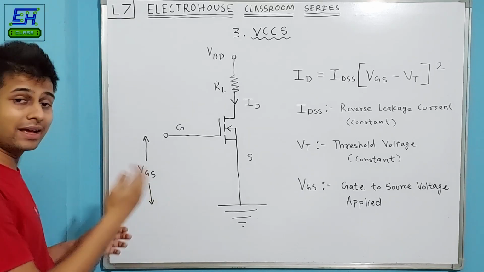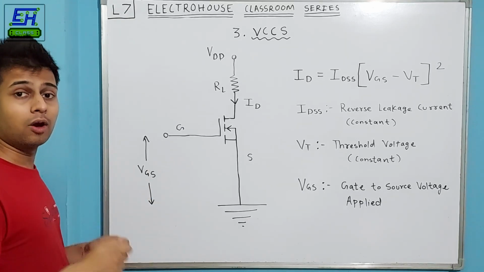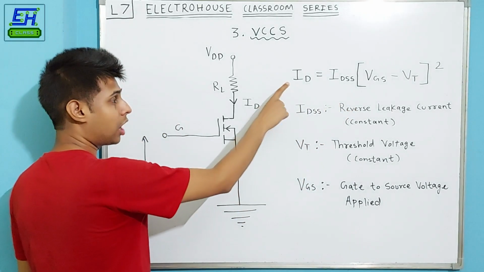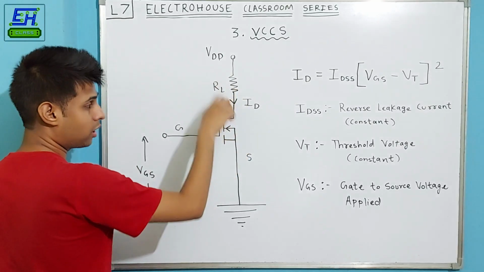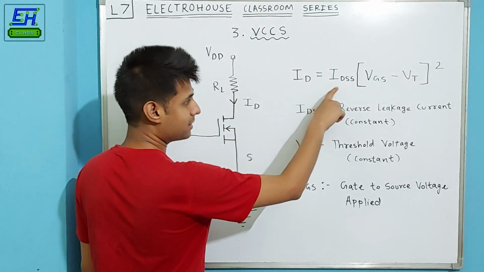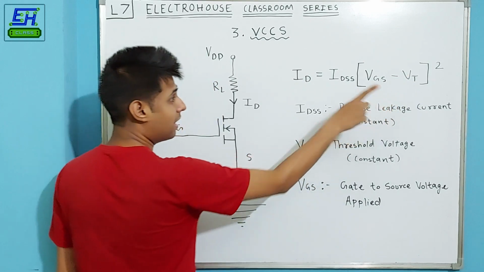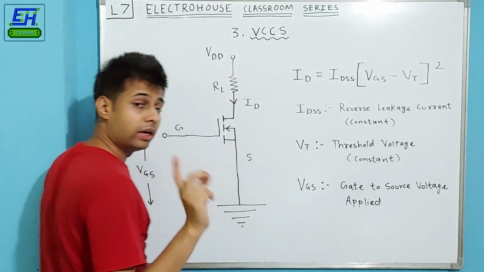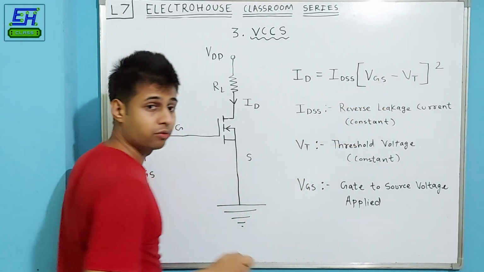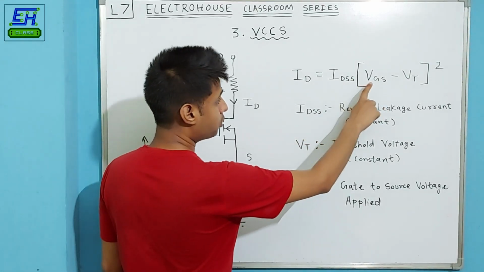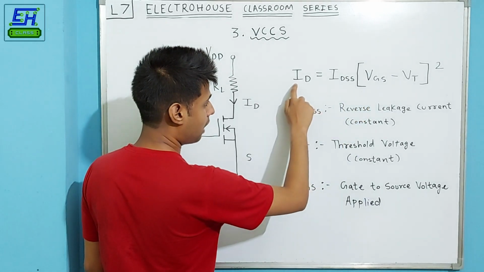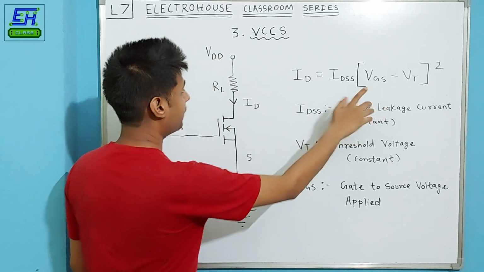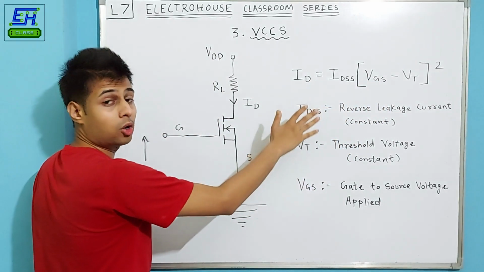Otherwise, if VGS is lesser than VT, then the MOSFET will automatically turn off. So from this MOSFET equation, we can directly see that the output current, which is the drain current ID, is basically IDSS into (VGS minus VT) whole squared, where two terms are constant, IDSS and VT, and the only term which is variable is VGS. And due to this, we can clearly see that our output current is dependent upon our input VGS. So definitely this can be considered as a voltage controlled current source.